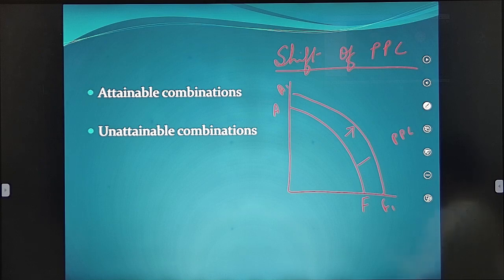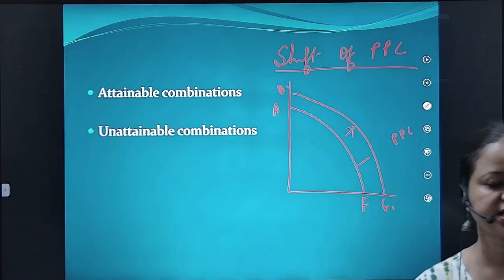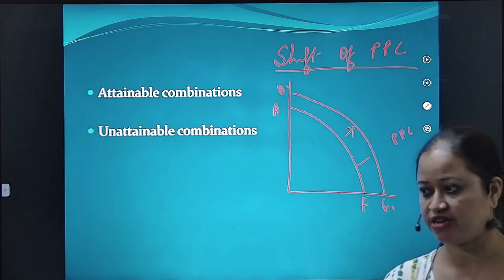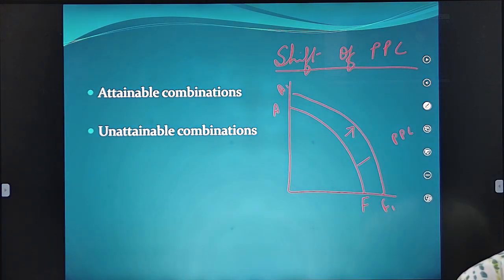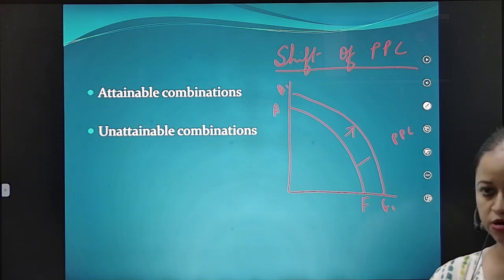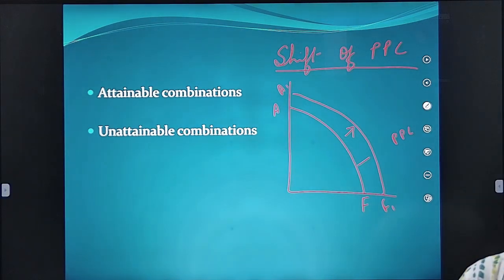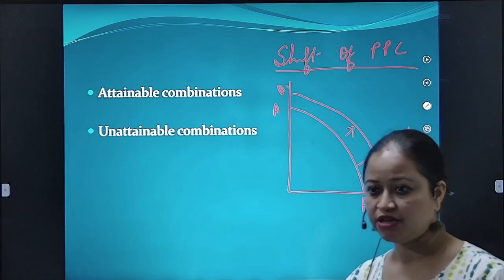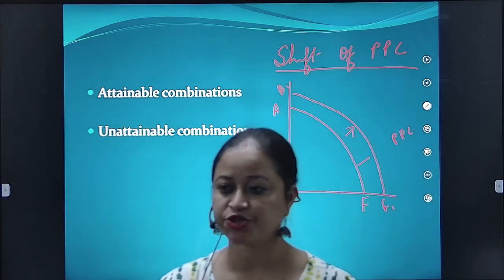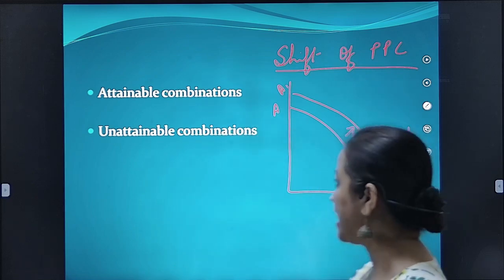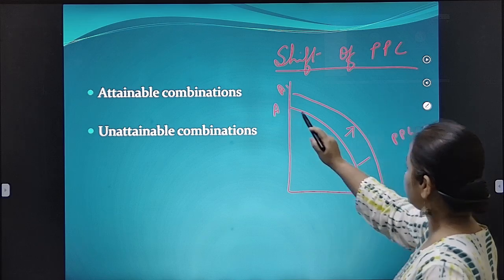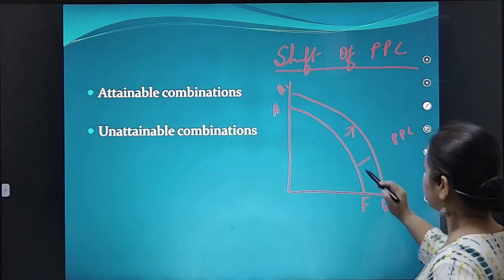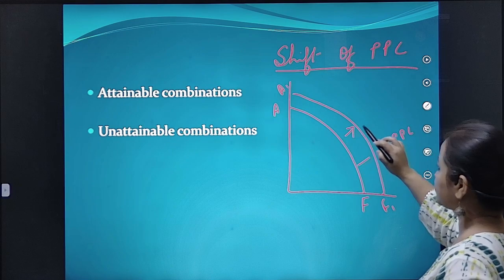ठीक है? So when आपका resources ज़्यादा हो जाएगा या technology जब update हो जाएगा, when you're using high-tech machineries, then you will be able to produce more, right? Because what is PPC all about? PPC is what? क्या होता है यहाँ पे? Combination of two goods that can be produced with the given resources and technology. आपका पहले वाला PPC, this one is your PPC, AF. So this PPC will shift towards right.